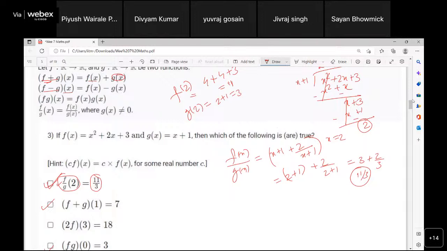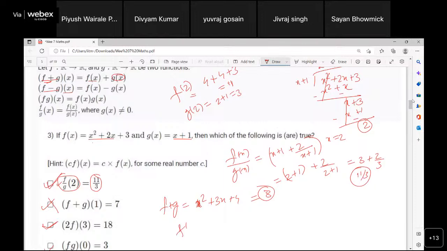Is option B correct? f plus g of 1 is equal to 7? No. So what is f plus g here? It is x square plus 3x plus 4, right? If I add these two expressions and put 1 here, what will I get? It will be 8, right? So this is not the correct one.